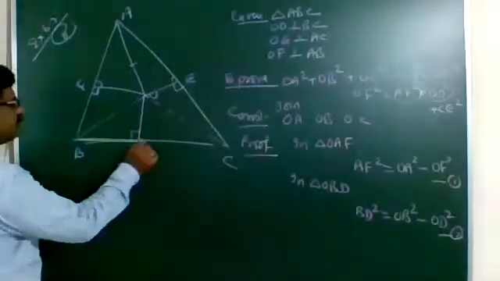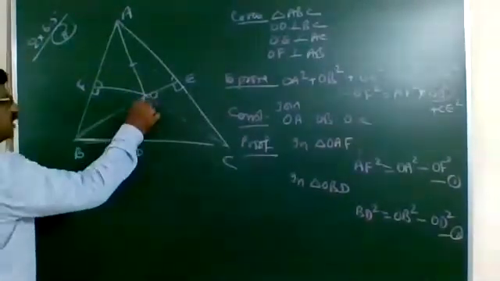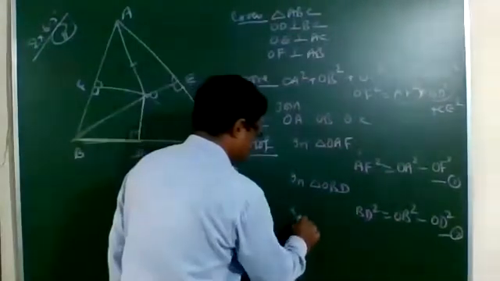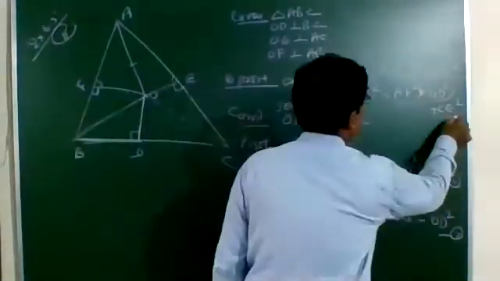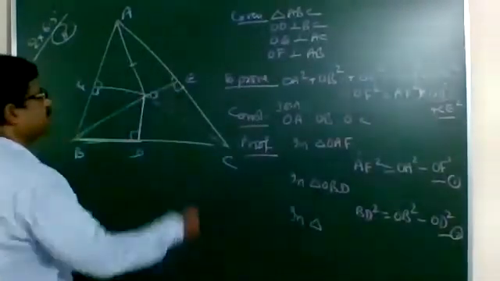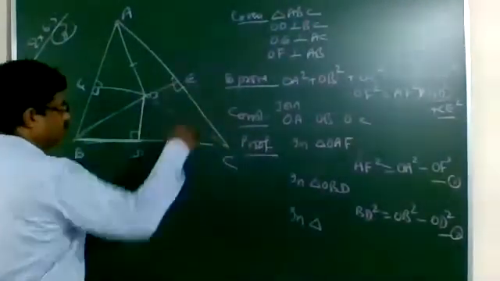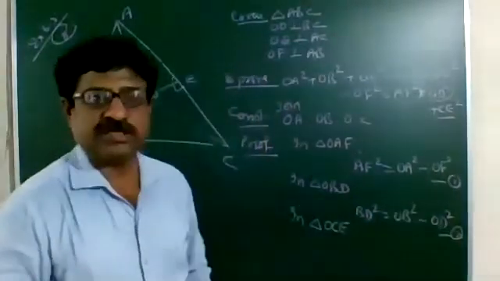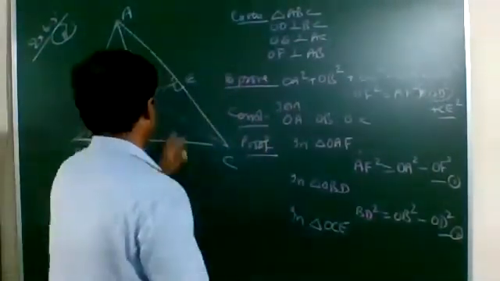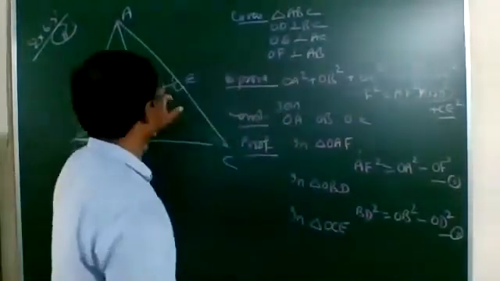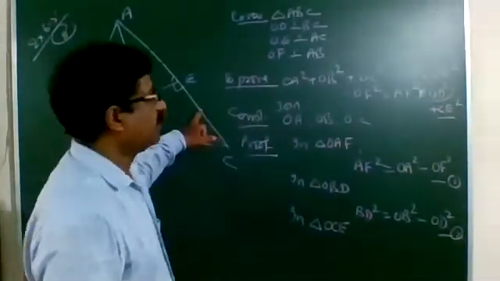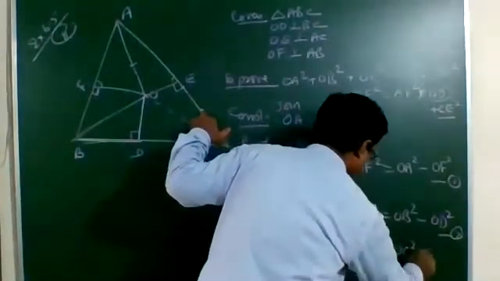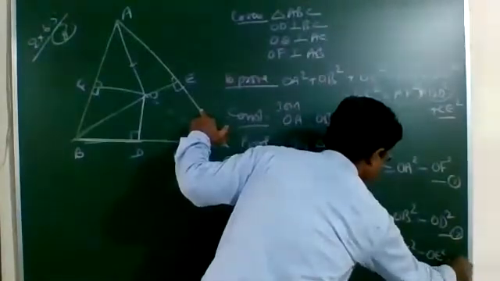This BD square will be equal to hypotenuse square minus square of other side. Now we take the third triangle, where we will find out CE square. CE is coming in triangle OCE. In triangle OCE, square of hypotenuse OC square equal to OE square plus EC square, or EC square equal to OC square minus OE square. This is the equation.